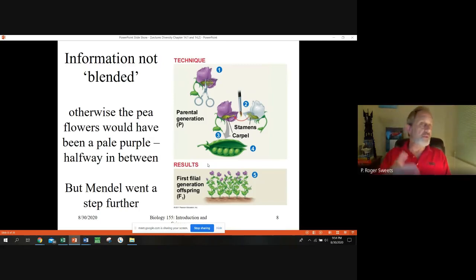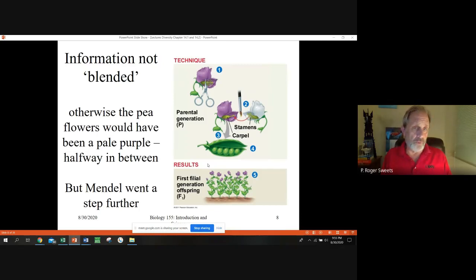So when he did that, they produced the seeds, the peas, obviously, and he would plant those and see what came up. Now, of course, if it was blended, then you would expect them to be somewhere halfway between a purple and a white flower, like a pale purple. And when you did that, in fact, that first filial generation, that F1, turned out to be all strongly purple. So actually, right off the bat, he knew the information was not blended in his examples.